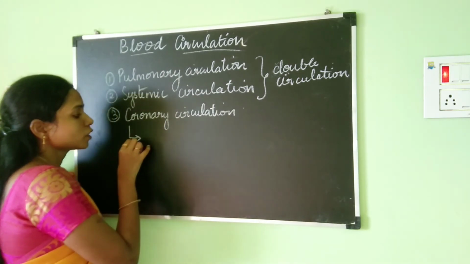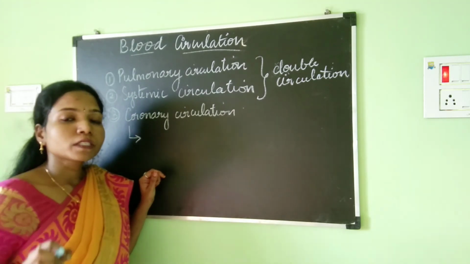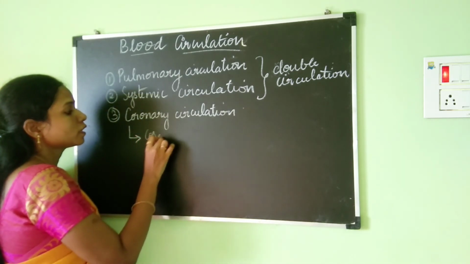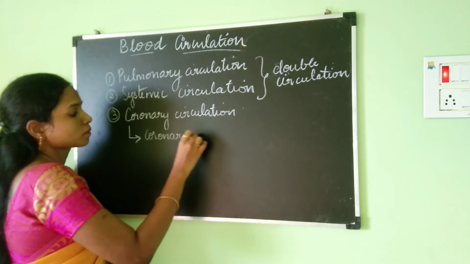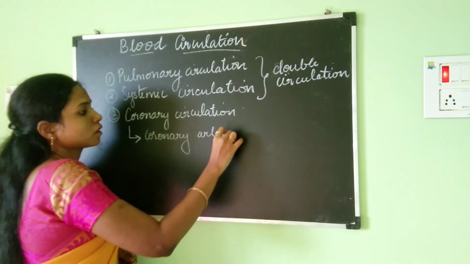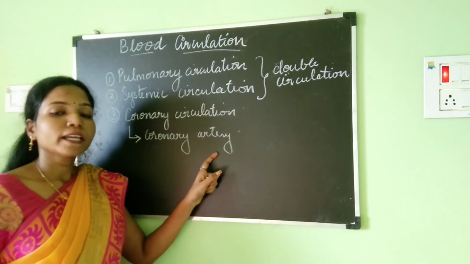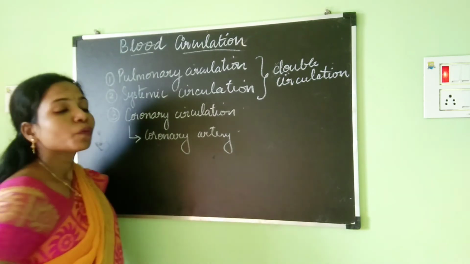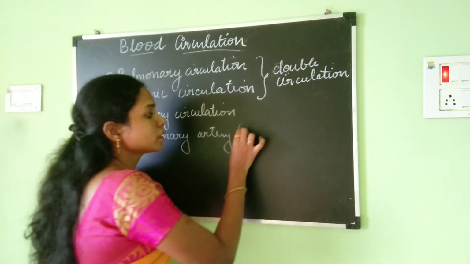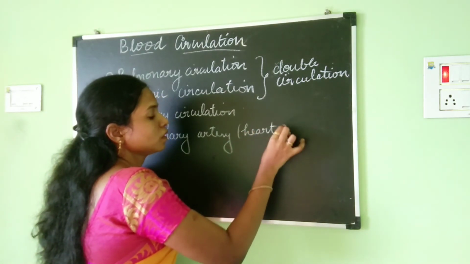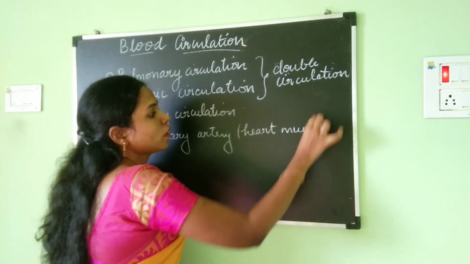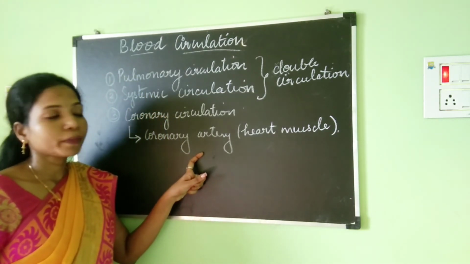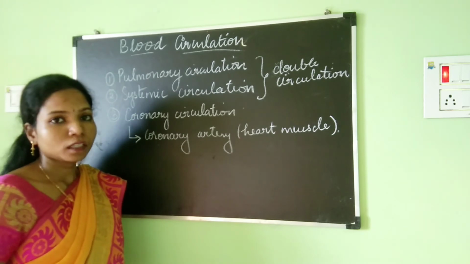In coronary circulation, the heart muscles are supplied with blood with the help of the coronary artery. The coronary artery comes from the aortic arch, and this coronary artery supplies the blood to the heart muscles. What type of blood is supplied by the coronary artery? The coronary artery supplies oxygenated blood to the heart muscles.